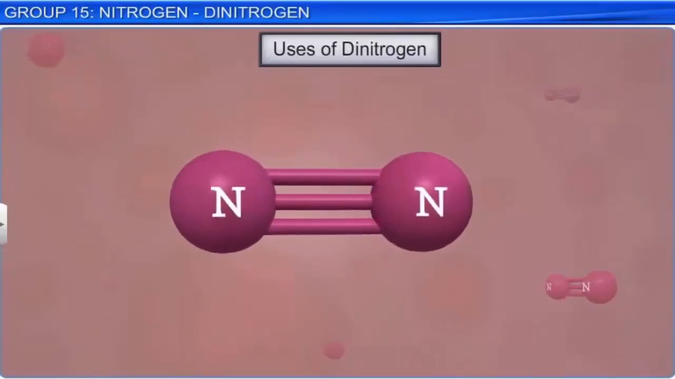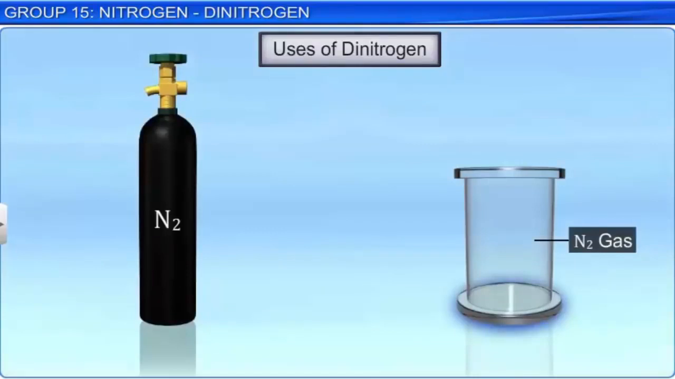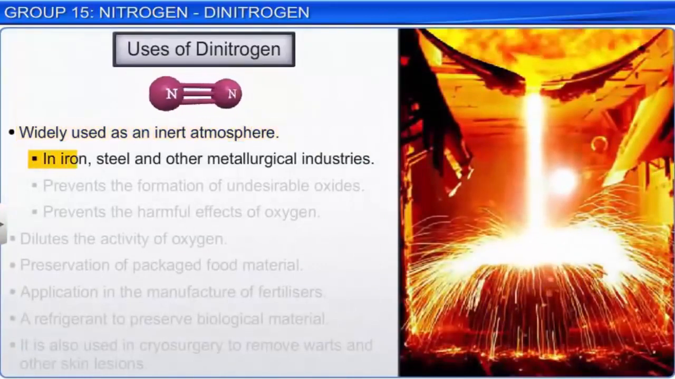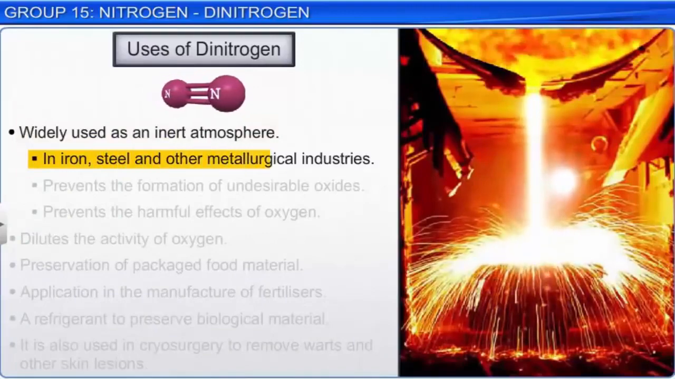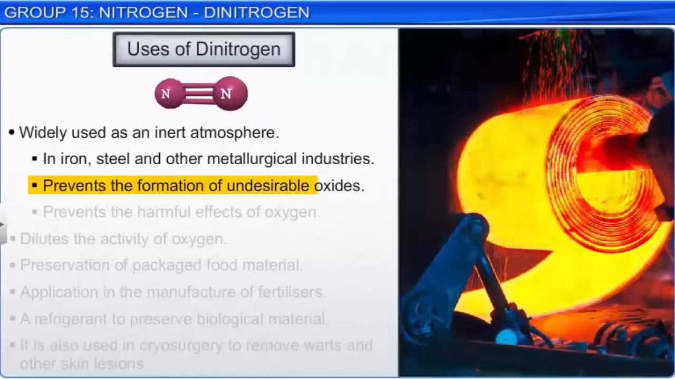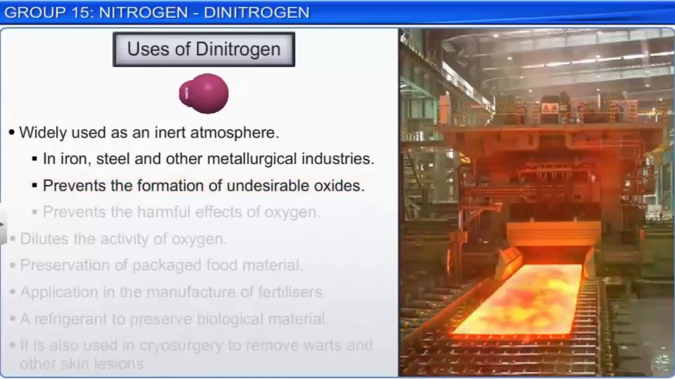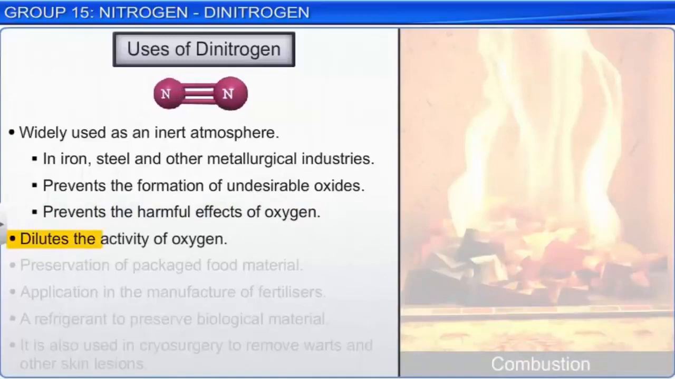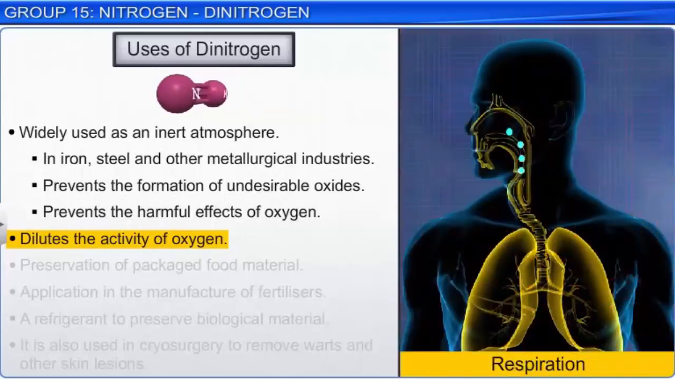Dinitrogen has several important uses. Being inert in nature, it has many uses in industry and other walks of life. For example, it is widely used as an inert atmosphere in iron, steel, and other metallurgical industries. During the processing of steel and iron, dinitrogen prevents the formation of undesirable oxides. In metallurgical industries, it prevents the harmful effects of oxygen. It dilutes the activity of oxygen in natural processes such as combustion and respiration.